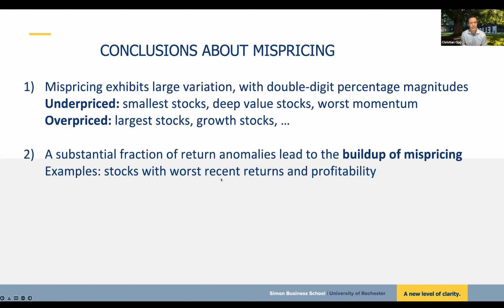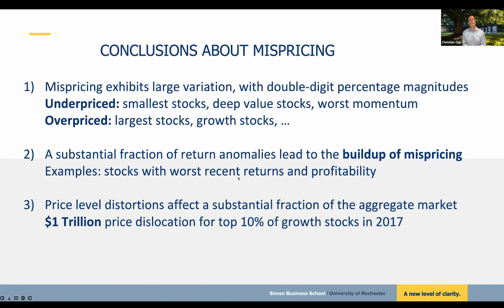Then the next finding is that a substantial fraction of these return anomalies that have been identified in the literature do not lead to the resolution, the correction of mispricing, but rather they lead to the buildup of mispricing. Some prominent examples here are, again, the momentum stocks, in particular the stocks that have had the worst recent returns relative to other stocks in the cross-section of stocks in the United States. The worst performers tend to be already underpriced, and the additional momentum returns that push them further down lead to even more underpricing. Similarly, those that have had poor profitability tend to be already underpriced and then exhibit further negative returns that make them even more underpriced.